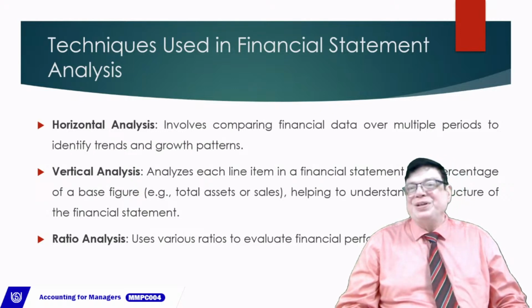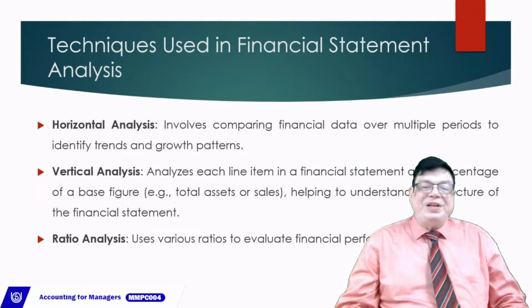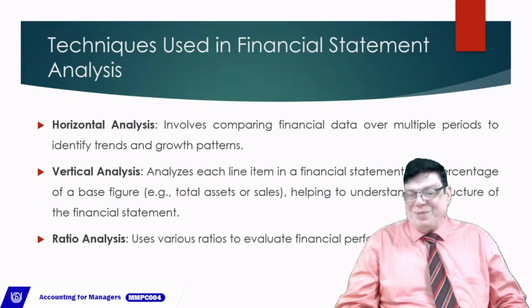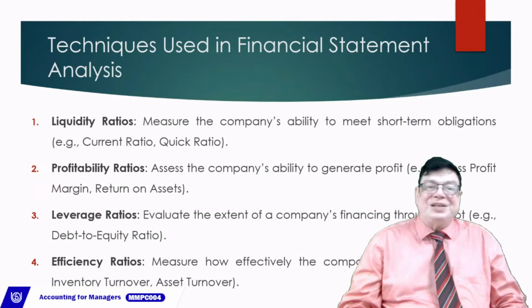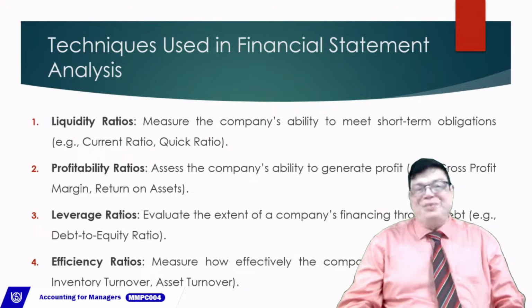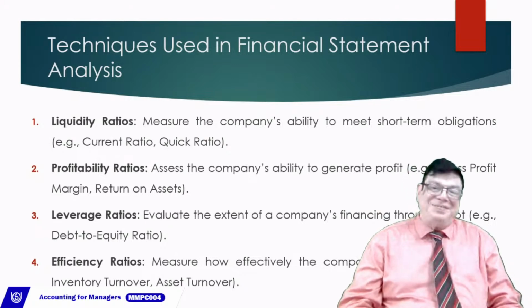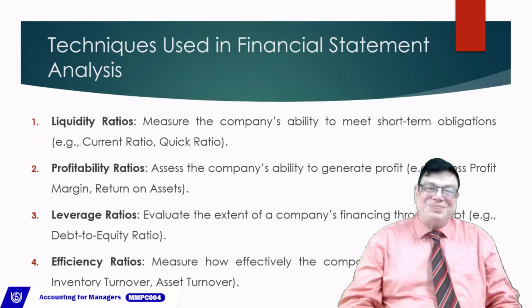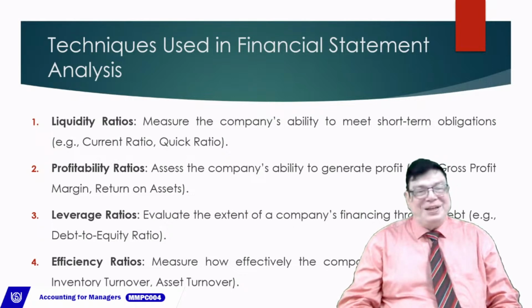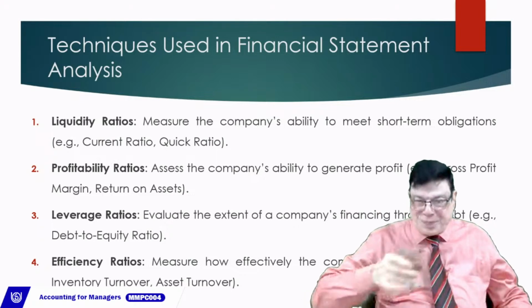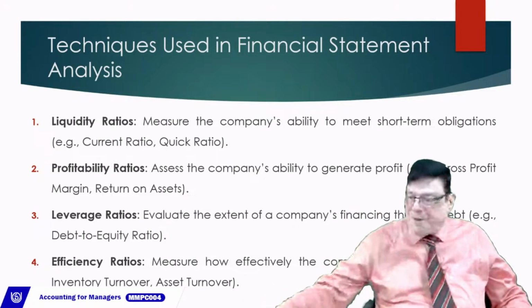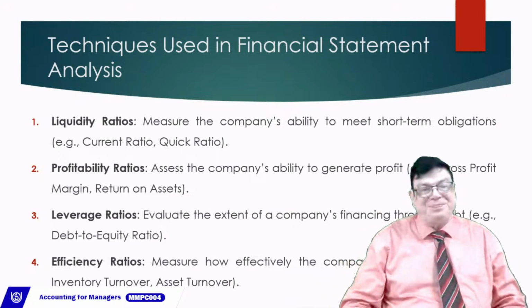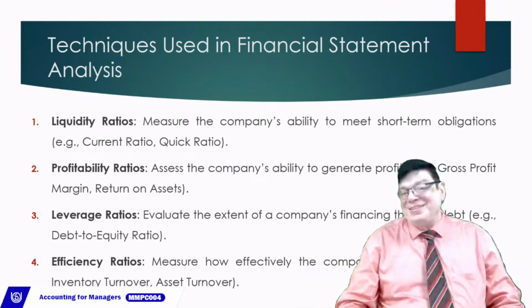Current ratio, debt equity ratio, debt service coverage ratio. It uses various ratios to evaluate financial performance, such as liquidity ratios. These ratios measure the company's ability to meet short-term obligations. How liquid the company is, how liquid the funds are to meet short-term obligations. That is current ratio, quick ratio. Next is profitability ratio. It assesses the company's ability to generate profit. That is gross profit margin, then return on assets.